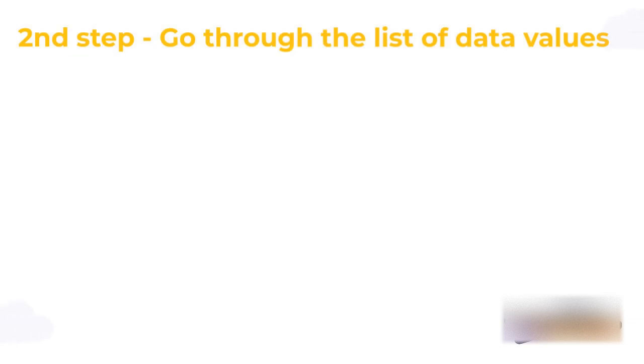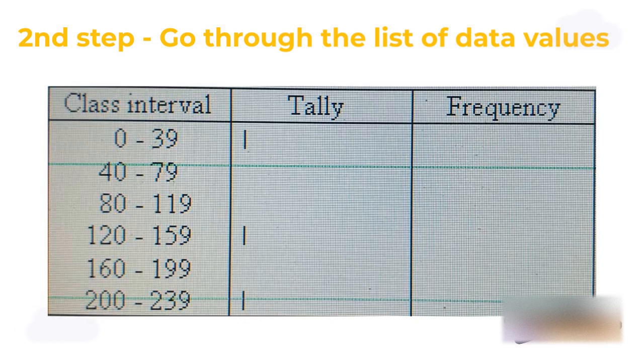The second step is to go through the list of data values. So for the first data value in the list, 28, place a tally mark against the group 0 to 39 in the second column. For the second data value in the list, which is 122, place a tally mark against the group 120 to 159 in the second column. For the third data value in the list, 217, place a tally mark against the group 200 to 239 in the second column.